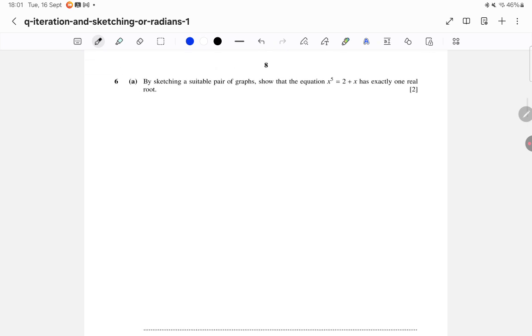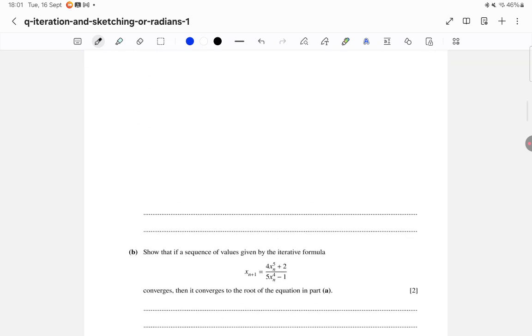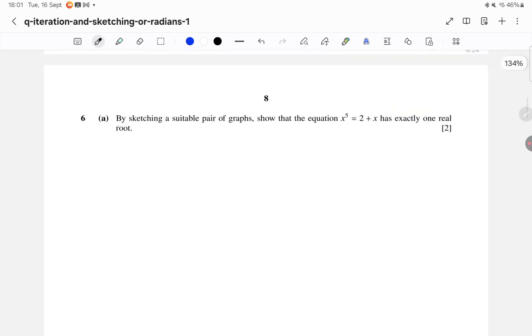So, okay, let's have a look at this question where they're asking us to draw a graph. They told us, by sketching a suitable pair of graphs, show that the equation x to the power 5 is equal to 2 plus x has exactly one real root. So what this question is telling us is to draw two graphs on an xy plane, and we're going to have to show that they intersect at one point, which is the root.